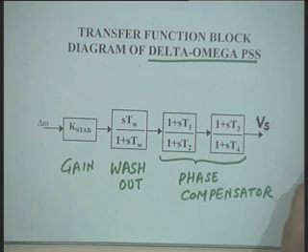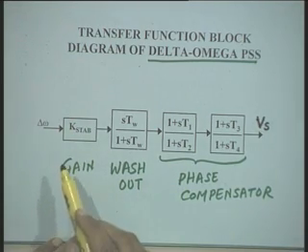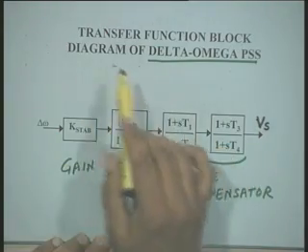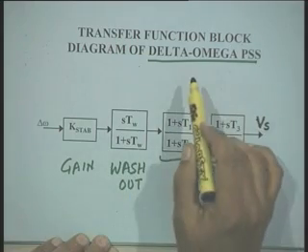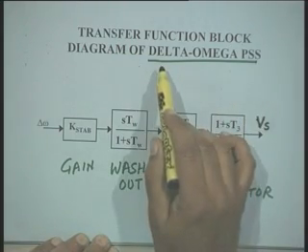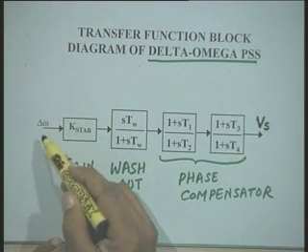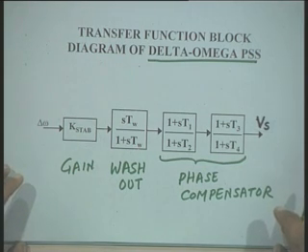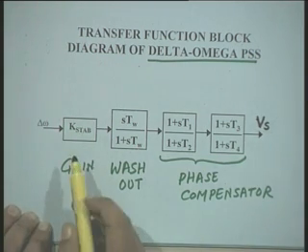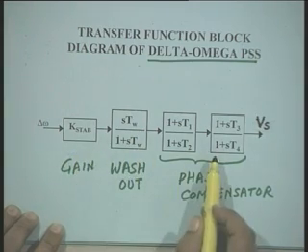The structure of the power system stabilizer is shown here. This power system stabilizer is given the name delta omega power system stabilizer. The reason for giving this name is that the input signal is derived from the deviation of the rotor speed. Now, it has primarily three blocks.